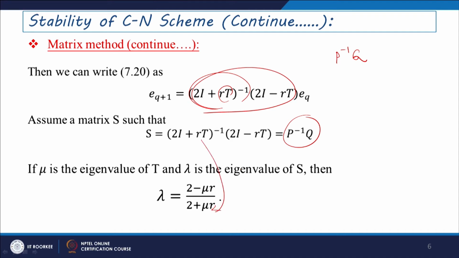So that is why this is just written as 2 plus mu r, since mu is the eigenvalue associated with the T value here, and on the upper side we can just write 2I minus rT. So the T coefficient is just replaced by this mu here. So that is why this eigenvalue of S can be represented in the form of (2 minus mu r) by (2 plus mu r).